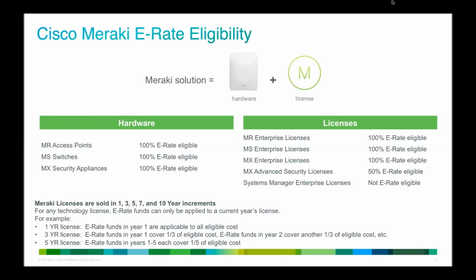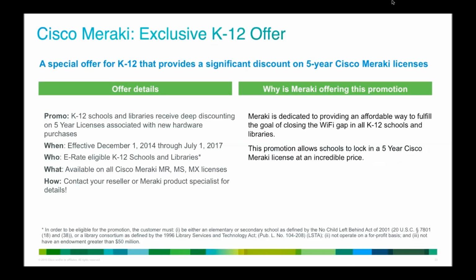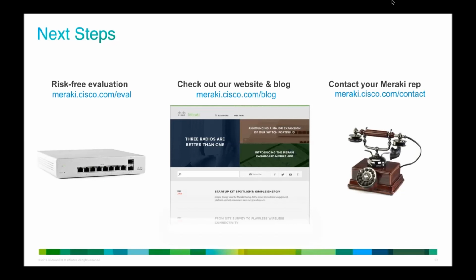Now, I don't have time to go through all of the detail on this slide, but you can see for yourself that we have a broad range of eligibility for the E-rate funding program, which is in place at the moment. And I understand that there is a date coming up for that fairly soon. So you want to be thinking about getting that E-rate application in as quickly as you can. We have an exclusive K-12 offer providing a significant discount on 5-year Cisco Meraki licenses as well as the hardware. So this is really a very good time to get those applications in place. And do take note of the date, which I can't remember exactly, for when you have to have those submissions in. It's coming up, I think, in the next month or so. So if you are interested in following that up, then do make a move on that fairly quickly.